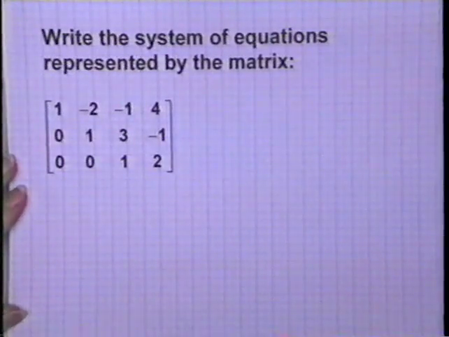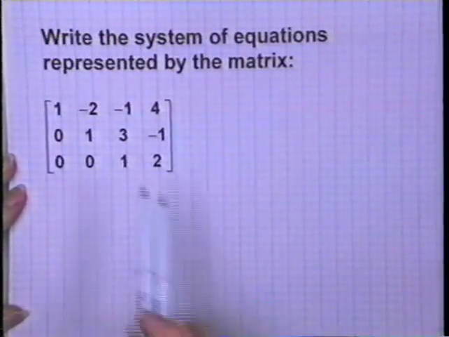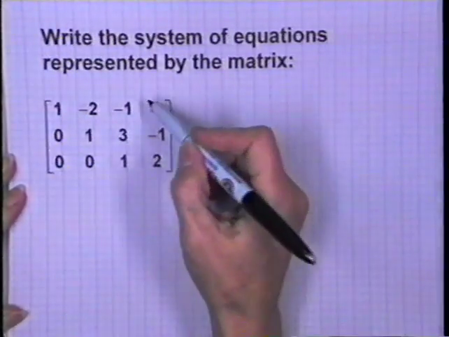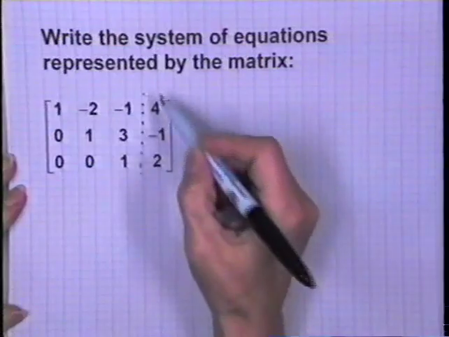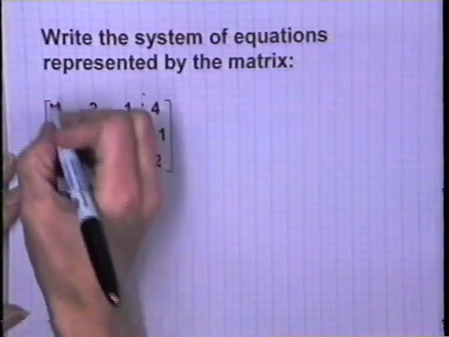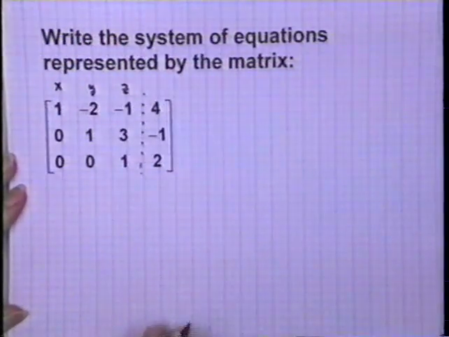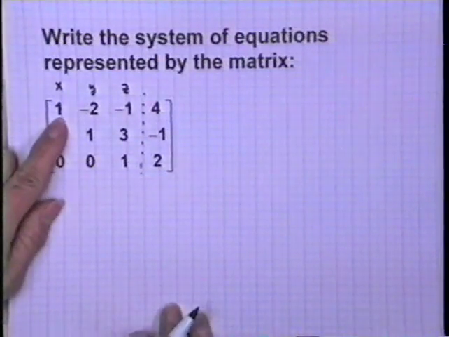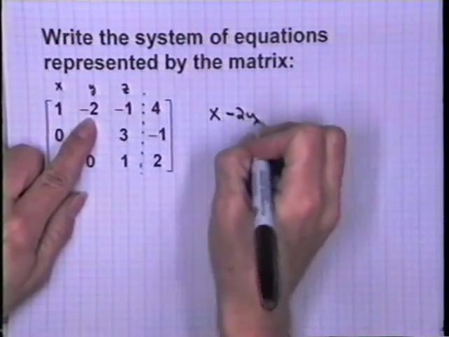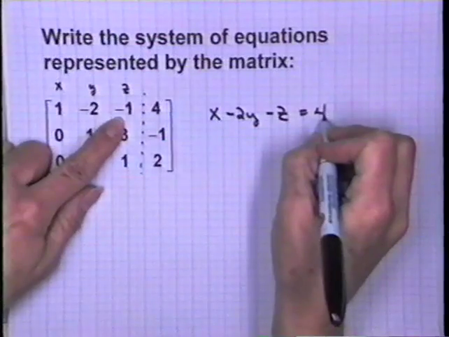Okay, well here's another problem where we are to write the system of equations represented by the matrix. Notice here I've got 3 equations, and again, if you want to separate that last column for the constants, how many variables do you have? You have 3 variables. Let's call the first variable x, the second one y, and the third one z. Now let's write this first equation. I have 1x minus 2y minus z is equal to 4.